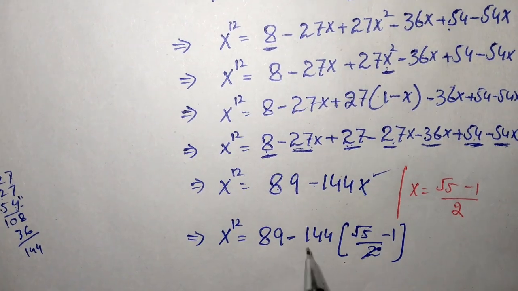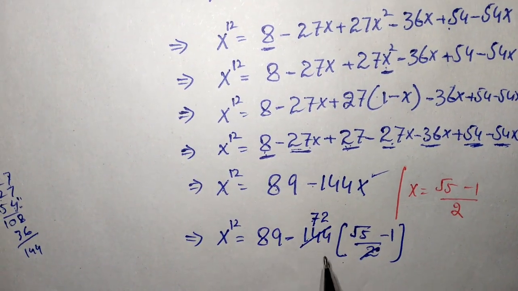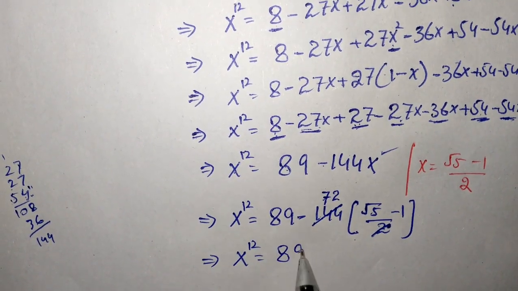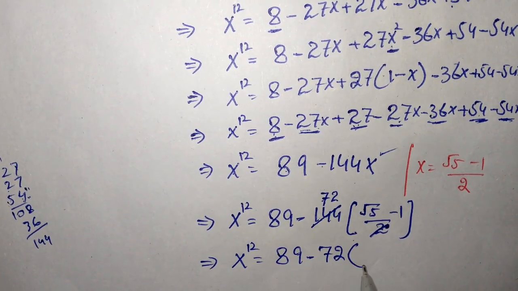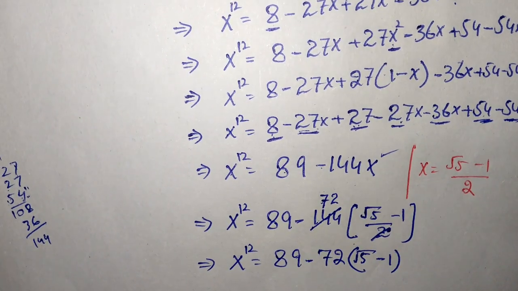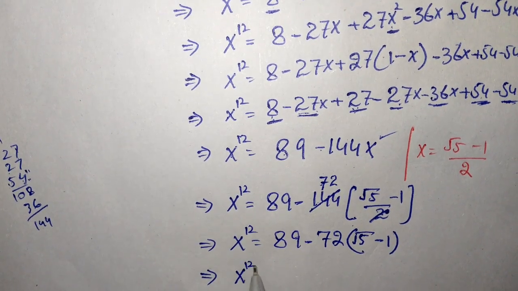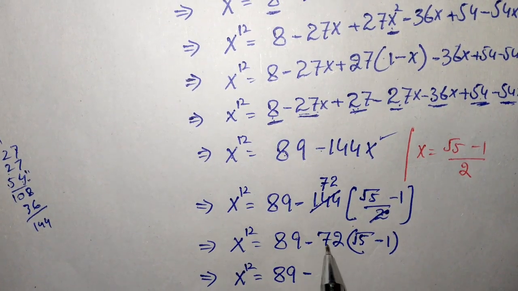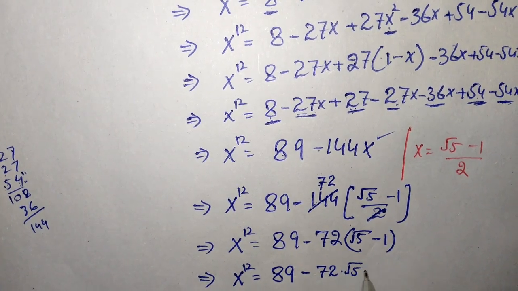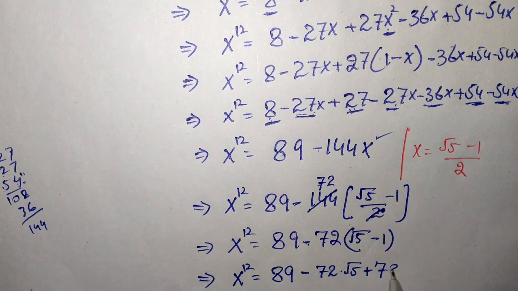Now here 2 cancels with this, it will become 72: 2 times 72 is equal to 144 and 2 times 2 is equal to 4. So this implies x^12 is equal to 89 minus 72 times (square root of 5 minus 1). Now in the next step, x^12 is equal to 89 minus 72 times square root of 5, minus times minus is equal to plus, 72 times 1 is equal to 72.